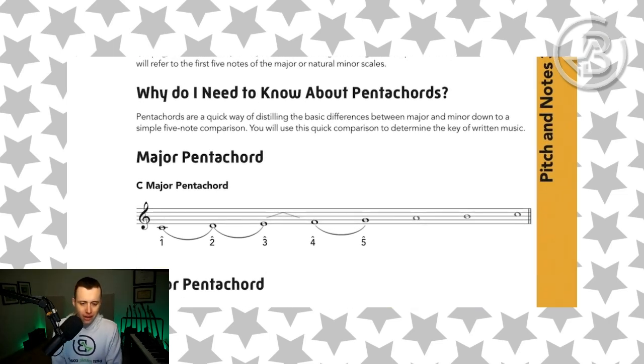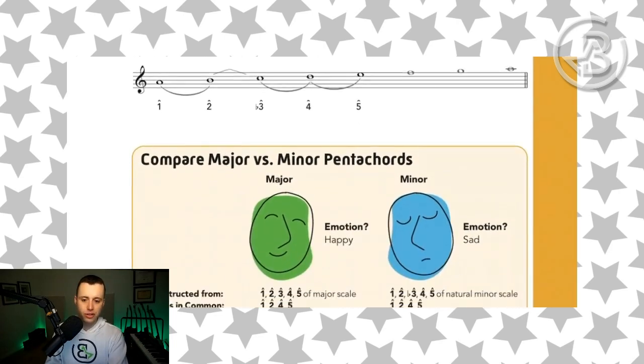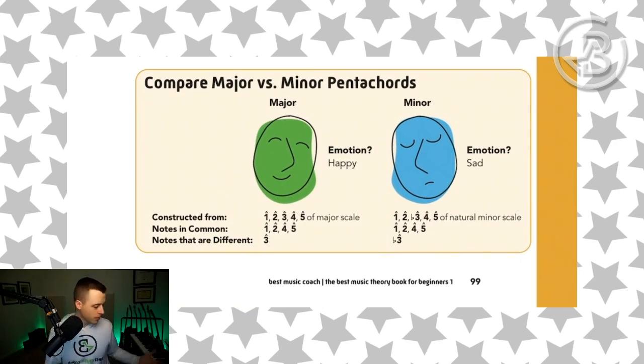So let's look at a C major pentachord. A C major pentachord is just the first 5 notes of a C major scale. A G major pentachord would just be the first 5 notes of a G major scale. An A minor pentachord, well, that's just the first 5 notes of an A natural minor scale. And an E minor pentachord, well, that's just the first 5 notes of an E natural minor scale. So a pentachord is just going to be the first 5 notes of a major scale or a natural minor scale. So for example, we have a major pentachord here.